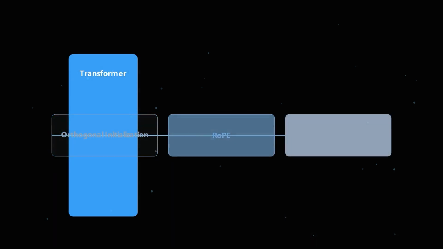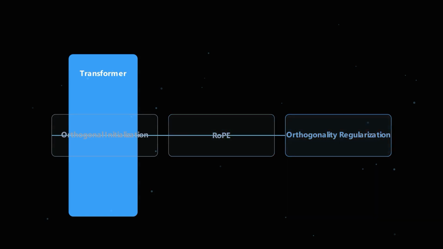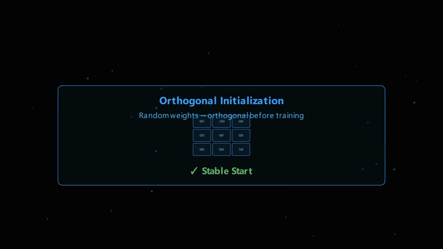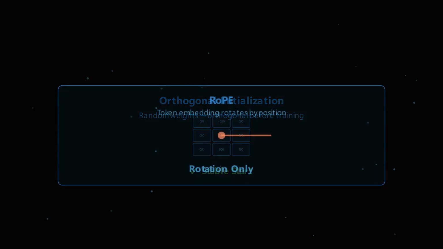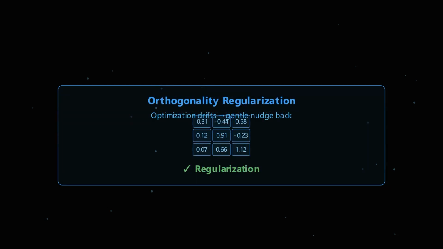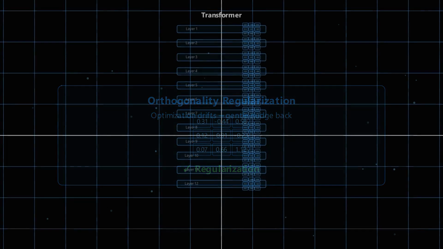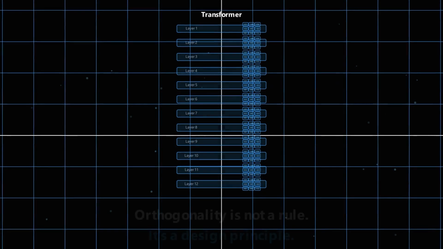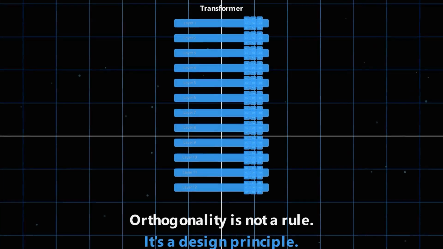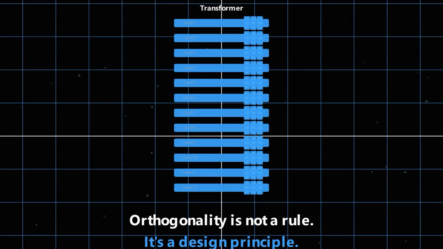Because transformers borrow their geometric properties where they matter most. Some models begin training with orthogonal initialization for better stability. Rotary positional embeddings use pure rotations, preserving geometry while encoding position. And some training techniques encourage weights to remain close to orthogonal because it improves numerical stability. Orthogonality isn't a rule that every layer must follow. It's a powerful design principle that helps modern transformers learn efficiently without losing their geometric foundation.